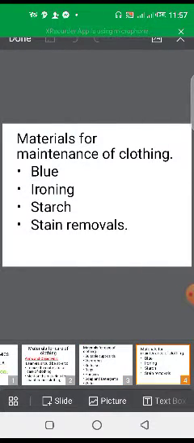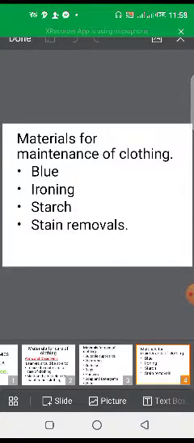Now, what are the materials for maintenance of clothing? When we maintain clothes, it even prolongs the shelf life as well. For clothes that are fading, if we add glue to them, the color will still be shining and attractive. We should try to iron our clothes in order to make them last longer. We should put starch where necessary, and the stains on our clothes, we should be able to remove them with the help of stain remover.